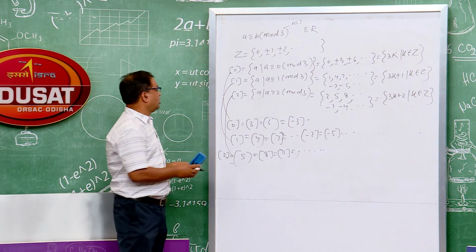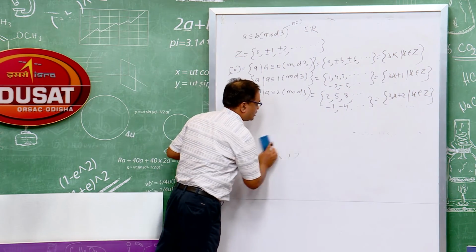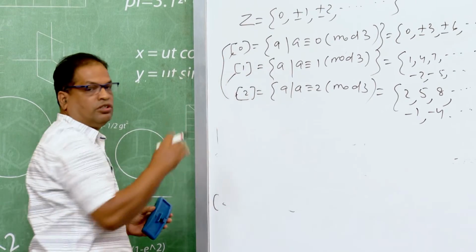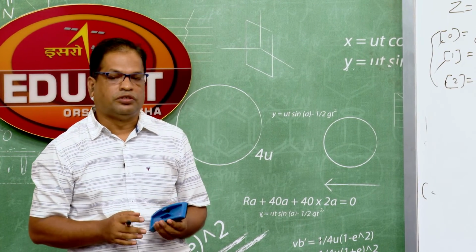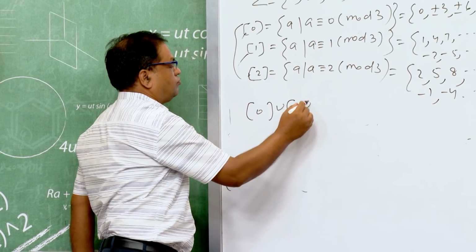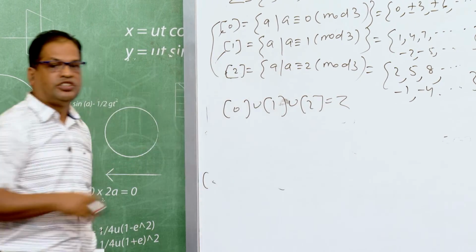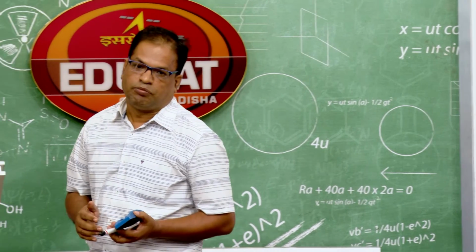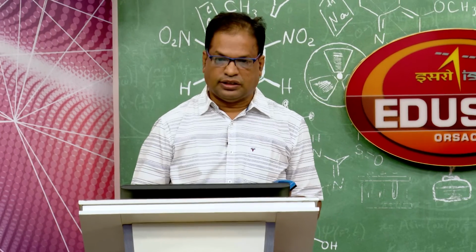there are only 3 equivalence classes, that is 0, 1 and 2. Equivalence class 0, equivalence class 1 and equivalence class 2. All other equivalence classes are either equal to 0, or equal to 1, or equal to 2. And their union is the whole set Z and all are disjoint from each other. So, the congruence modulo 3 relation partitions or decomposes the set Z into disjoint equivalence classes.